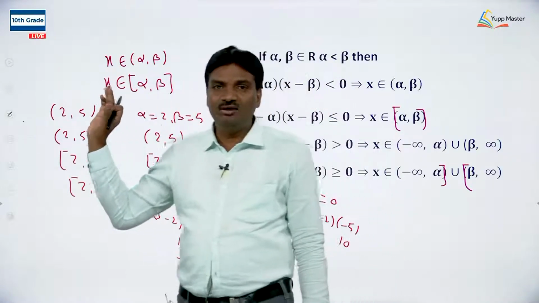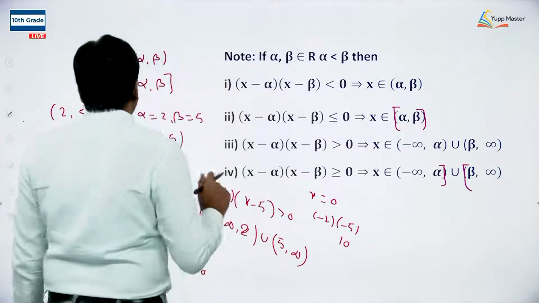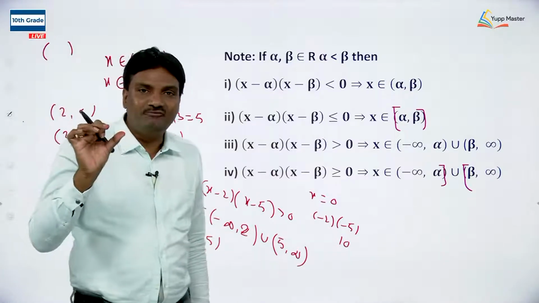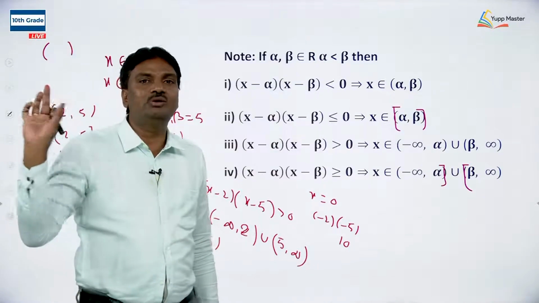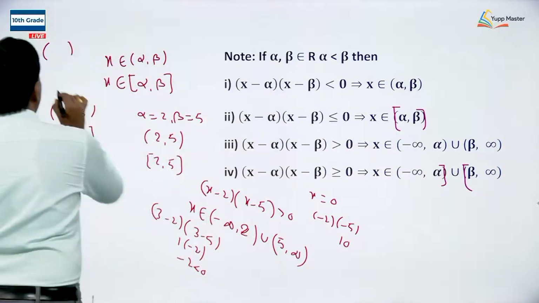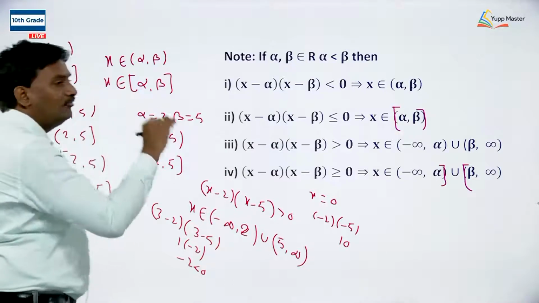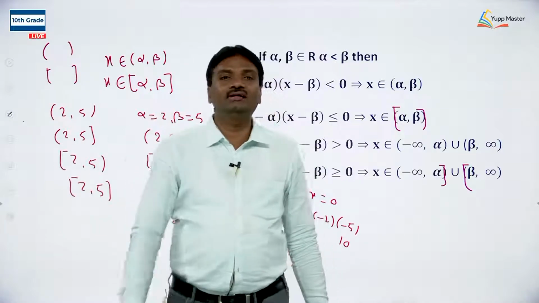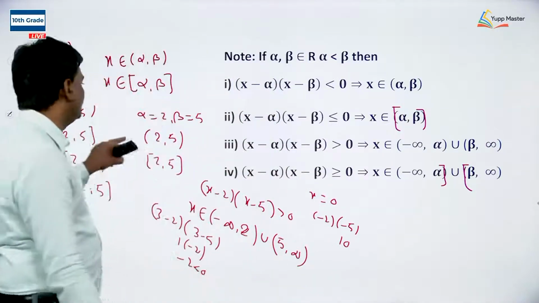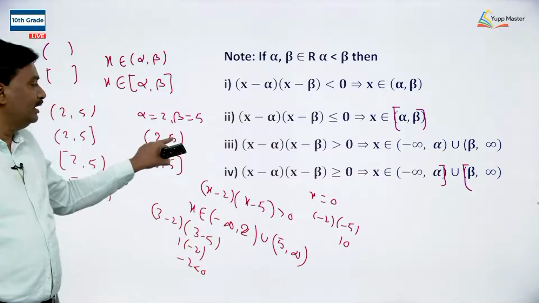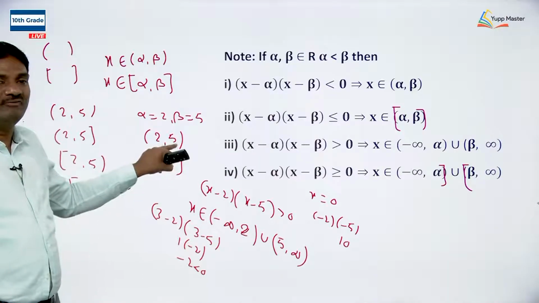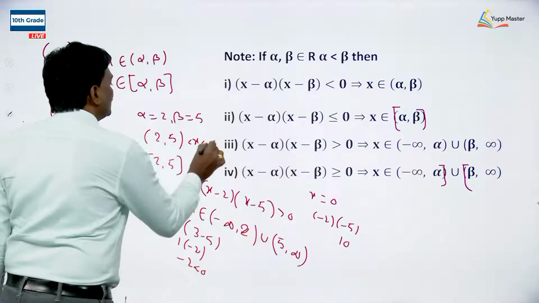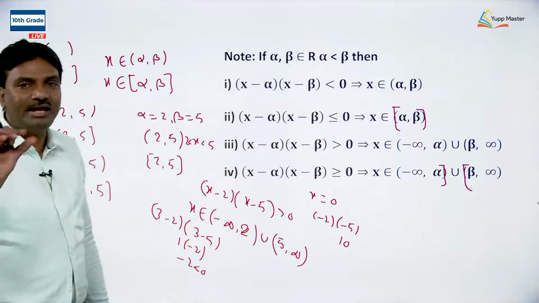The difference between the open bracket and closed bracket is, if we take the bracket like this, we can consider the values between the least value and greatest value. If we take the bracket like this, we can consider all values between the least value and the greatest value, including the given values. If we take 2 comma 5 open bracket, we take the values between 2 and 5 only. In this case, x lies between 2 and 5.